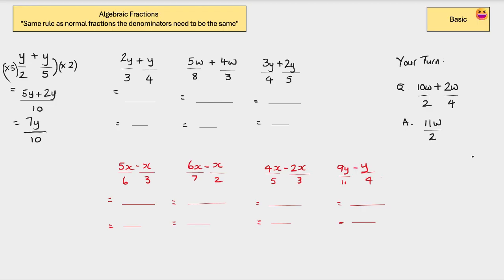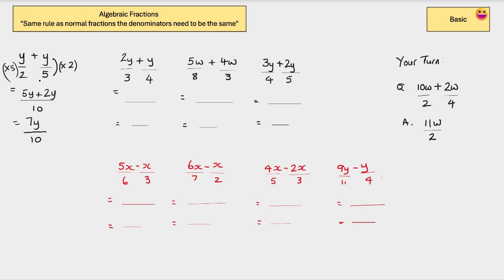This video is an introduction into algebraic fractions. This is basic for you higher guys, maybe at the back of a foundation paper, maybe. So we're using the same rule as normal fractions where the denominators need to be the same. If you remember, the denominators are the bottom numbers of the fraction underneath the line, and the numerators are above the line on the top.